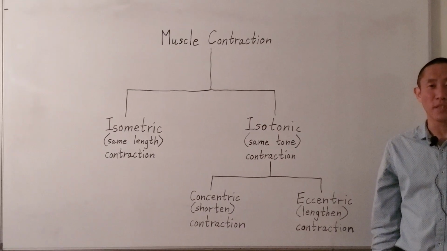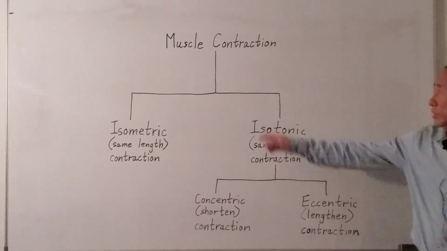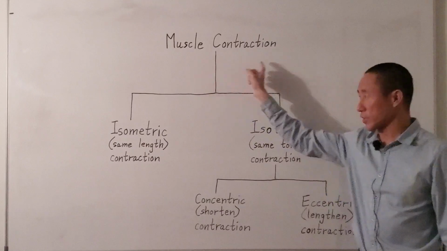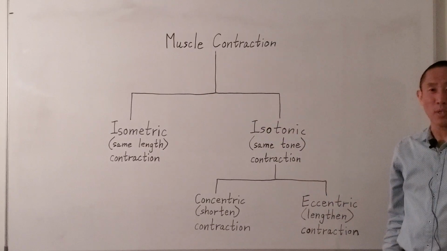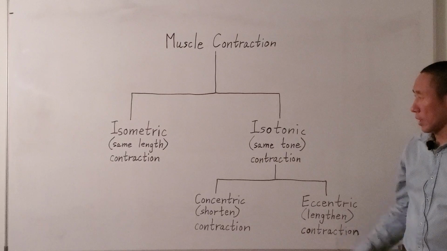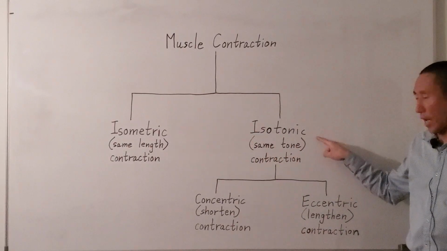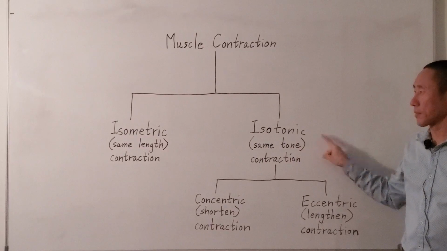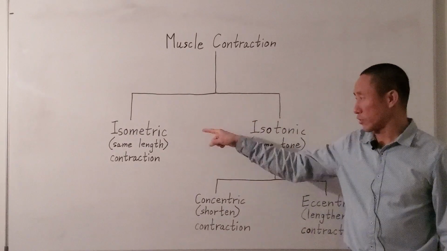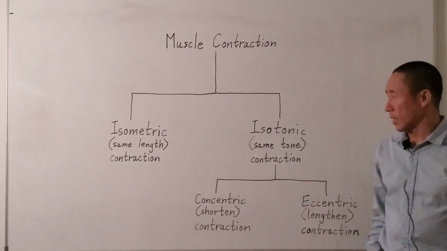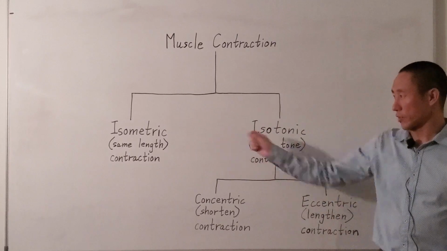Hello everyone, in this video we are going to talk about the types of muscle contraction. And when we talk about muscle contraction, you have isometric and isotonic contraction. So let's talk about isometric contraction first. Now, what is isometric contraction?